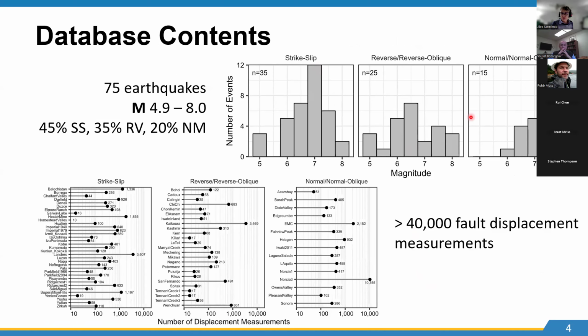So as Dr. Berzonia mentioned at the outset, there are 75 earthquakes in the database, spanning magnitude 4.9 to 8. A little under half are strike slip, a little over a third are reverse, and only a fifth are normal. And so the normal subset is certainly the smallest and is pretty well clustered around magnitude 7. These histograms show the distribution of the number of events based on magnitude for each style of faulting. And so normal is pretty well consolidated here around magnitude 7, whereas reverse has the widest span going from 4.9 actually to 8. And there are over 40,000 individual measurements of fault displacement in the database.